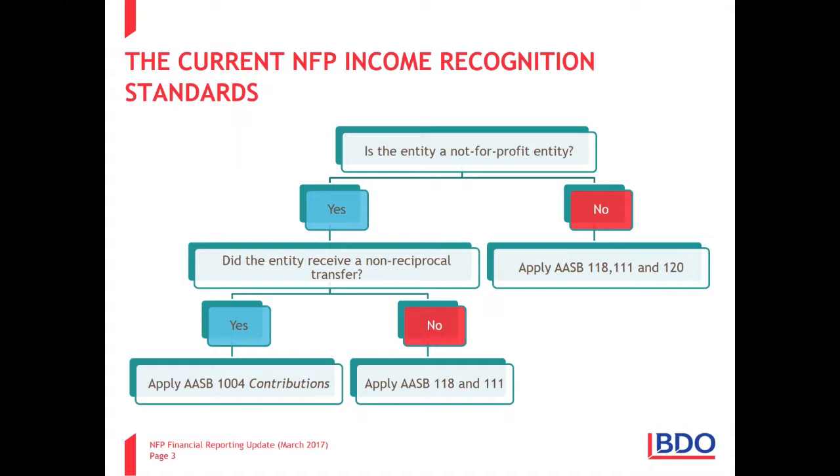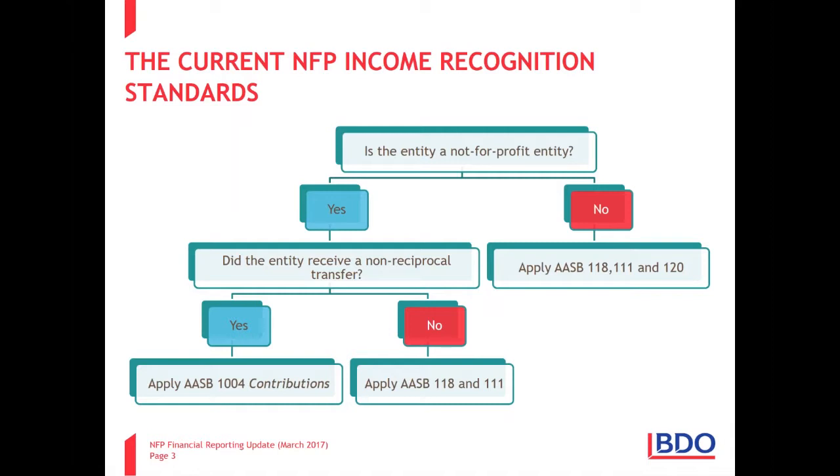If a not-for-profit entity did not receive a non-reciprocal transfer, therefore it was a reciprocal transfer, a not-for-profit entity would apply normal accounting standards for revenue recognition, AASB 118 and AASB 111. I think the other thing to note, very important, is that not-for-profit entities can never apply AASB 120 around government grants and government assistance. That standard is solely for for-profit entities. So please stay away from that standard. So currently, this is our decision tree. These are the decisions we have to make.